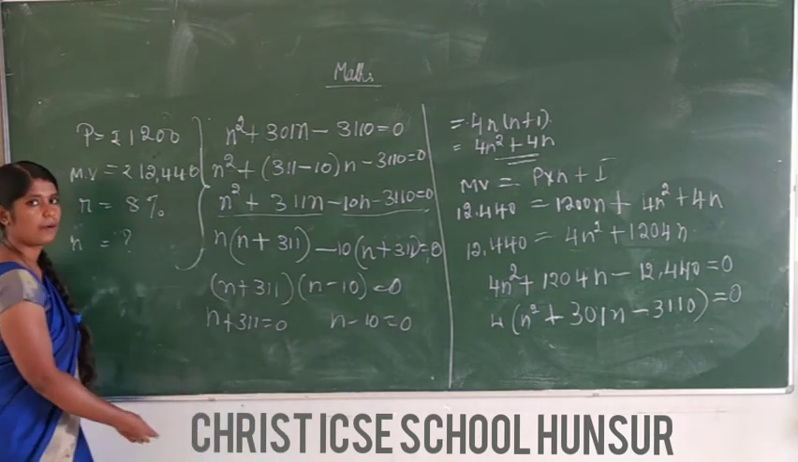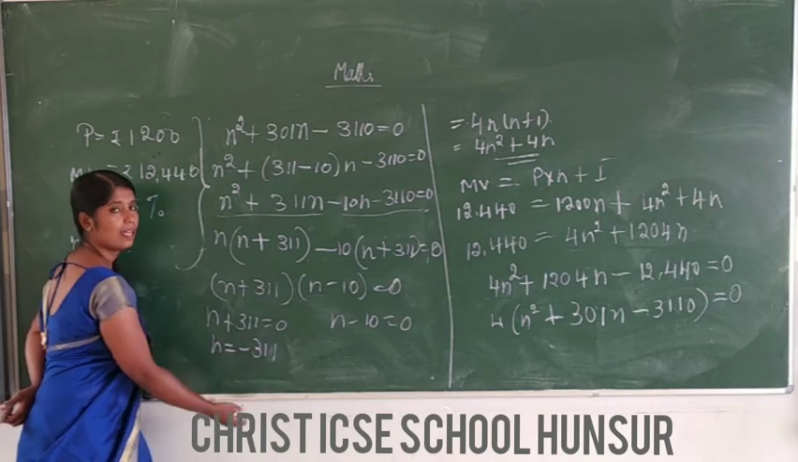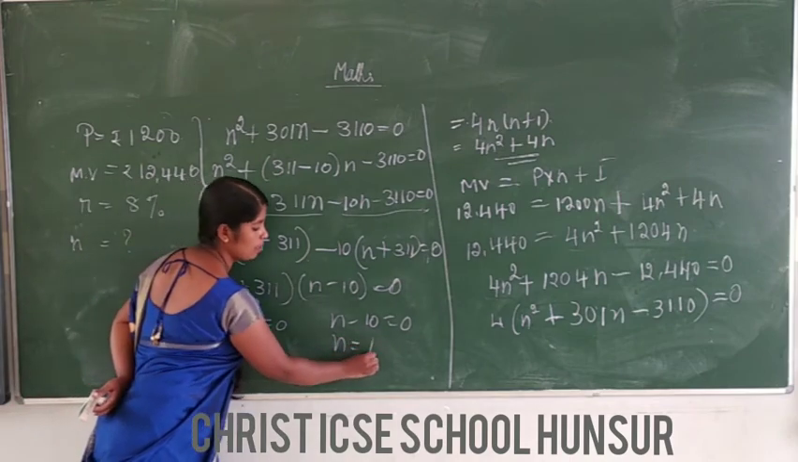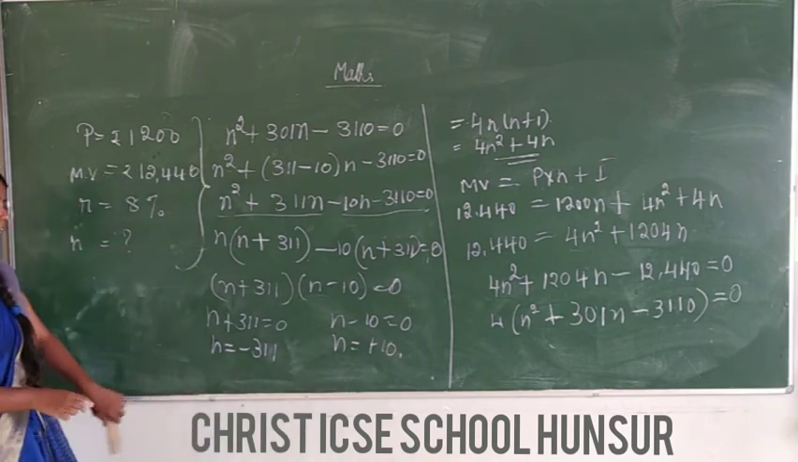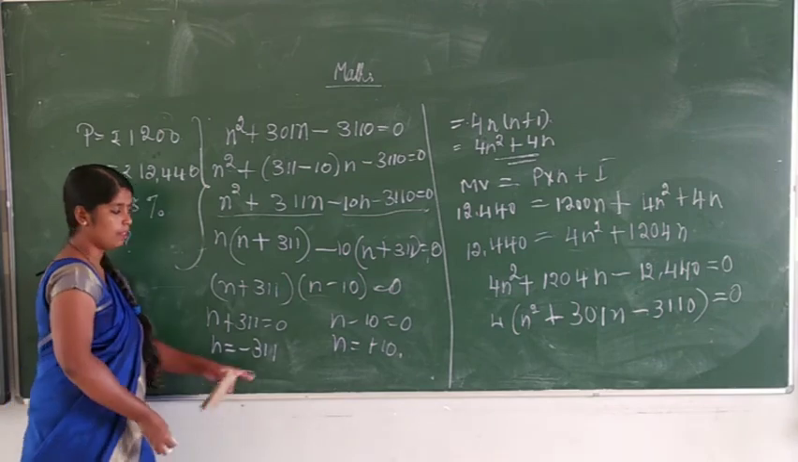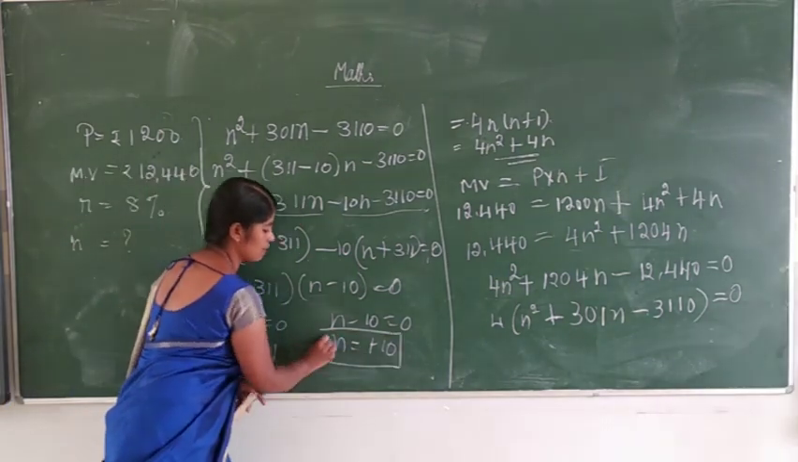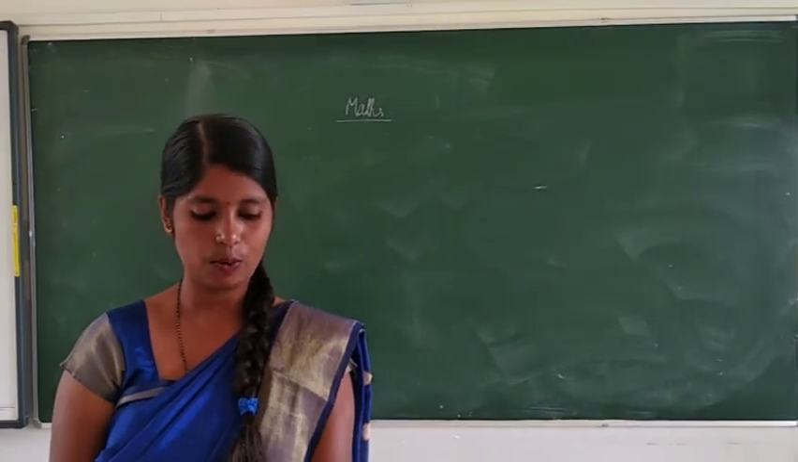Shift the number to the opposite side. So n equals to minus 311 and here n is equal to plus 10. Since the years cannot be negative, we are not going to take this value. We will consider n is equal to 10 years. The last one is the 10th one.